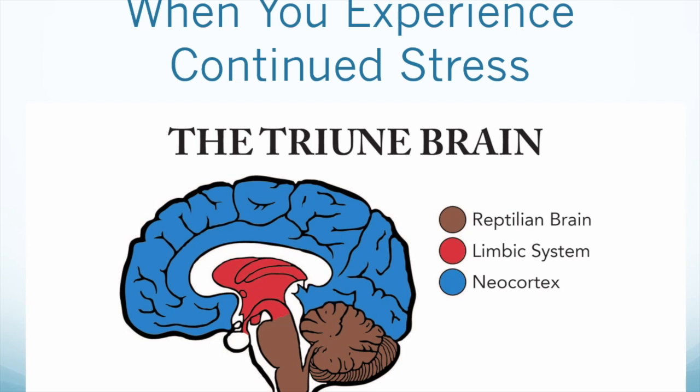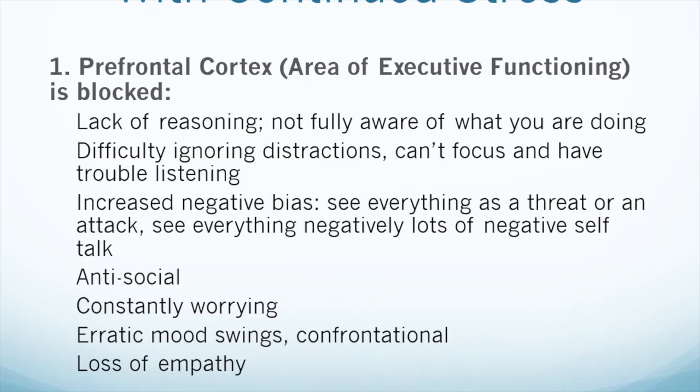It affects how you appraise the situation, and the social dynamics change. With continued stress, the prefrontal cortex being blocked by the amygdala is affected. It affects how you appraise the situation because you lack the ability to reason. You have trouble focusing because you're so easily distracted, and your hearing is diminished because the amygdala is directing all your energy and resources to the fight or flight response. You begin to have an increased negative bias where you have very negative self-talk, always putting yourself down, and you see everything as a threat.